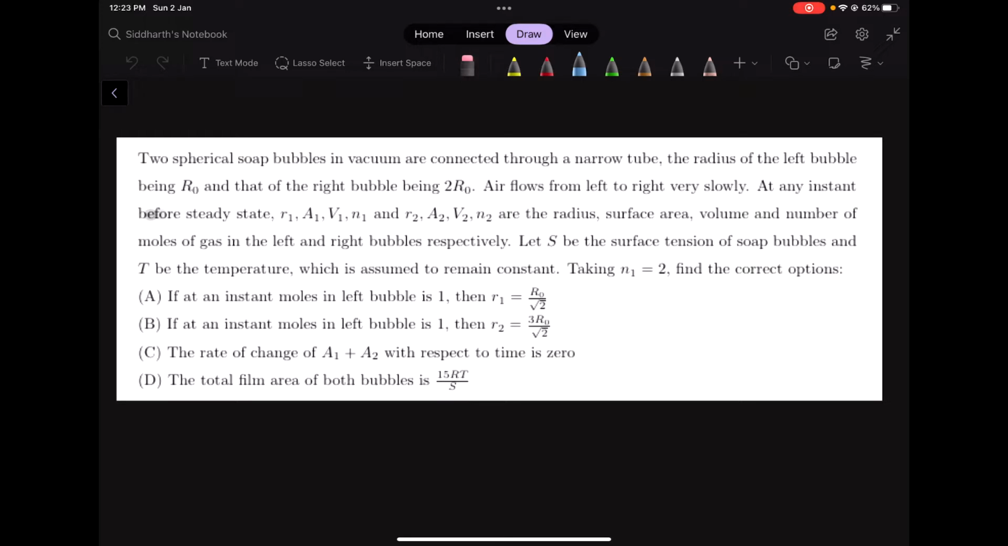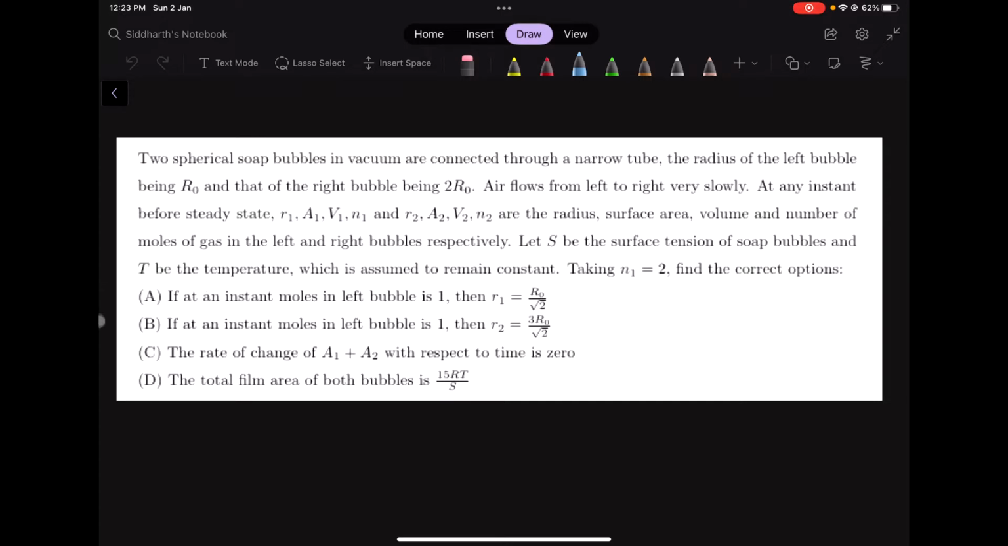At any instant before steady state, R1 is the radius, A1 is the surface area, V1 is the volume, and N1 is the number of moles in the left bubble, and R2 is the radius, A2 is the surface area, V2 is the volume, and N2 is the number of moles in the right bubble. Let S be the surface tension of the soap bubble and T be the temperature, which is assumed to remain constant. Taking N1 equal to 2, we have to find the correct options. This is a multiple correct type question.